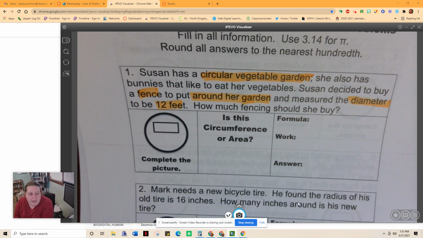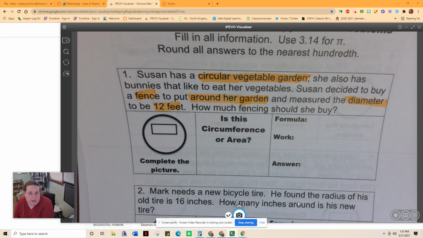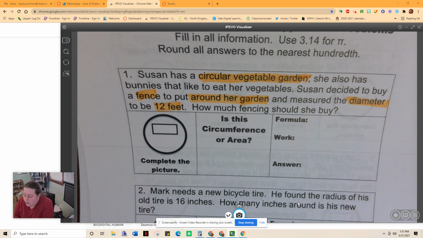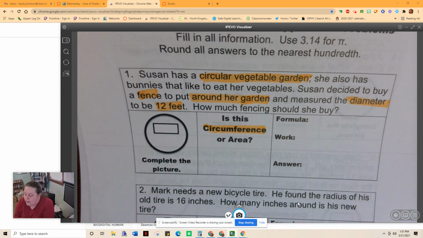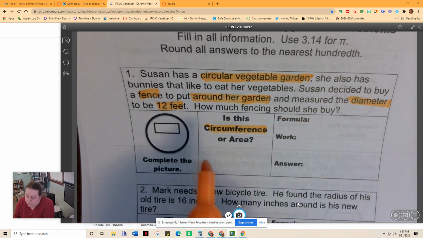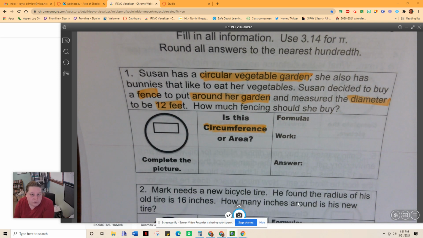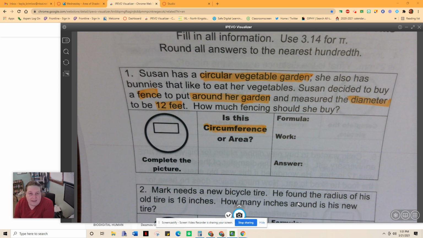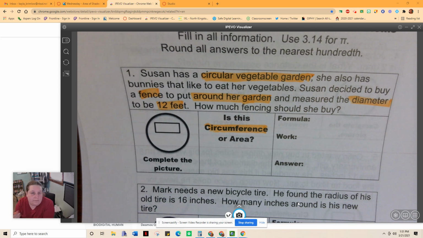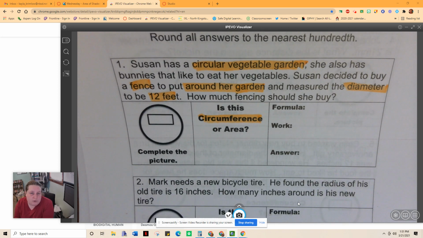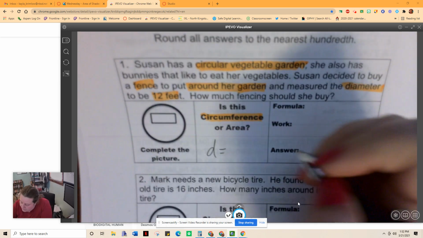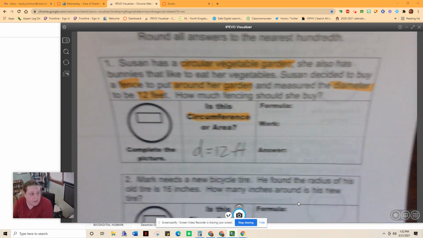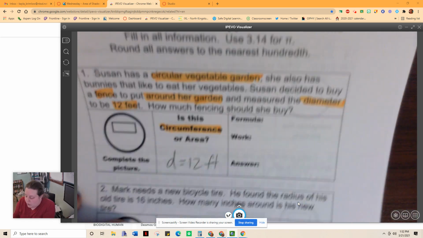Okay. So now I have to decide, am I looking for circumference or am I working with area? So in this case, I am working with circumference. And I know this because we're talking about around the garden. So we're talking about the distance around, which is circumference. If they use something like the word area or square blank or space, then I know I'd be talking about area. But in this case, when we're talking about the distance around, we're talking circumference. And they tell us that the diameter is 12 feet.